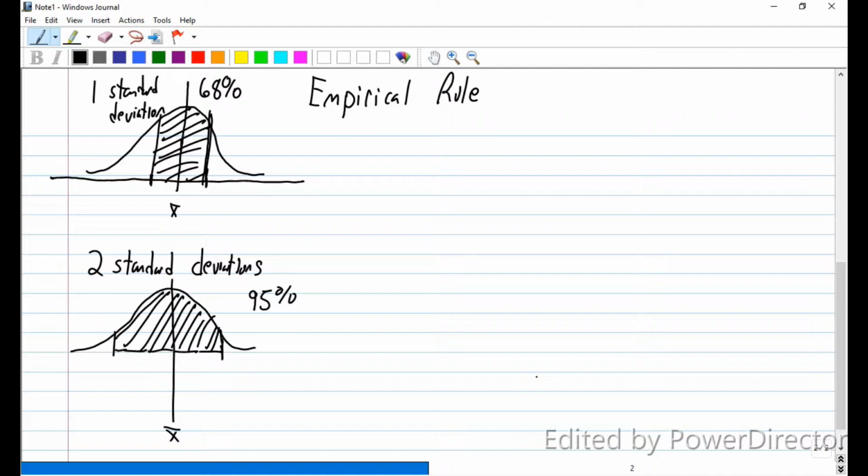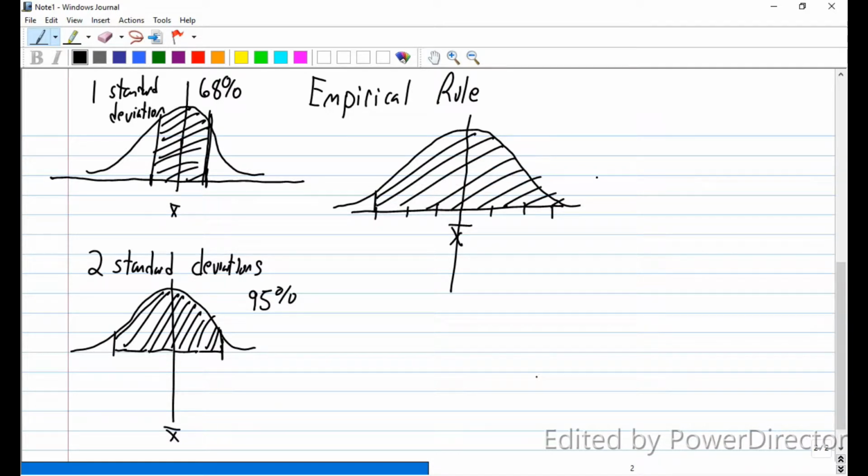And lastly, 3 standard deviations. All this should be on your PowerPoint, at the top of the 4th page. So if we have a bell-shaped curve, with the mean here in the middle, and we go out 1, 2, 3 standard deviations each way, that would contain 99.7% of all the data items. Again, that's 3 standard deviations.